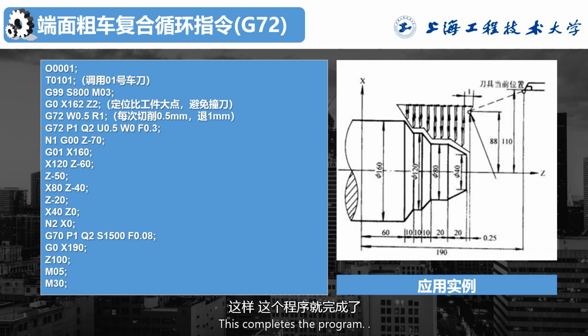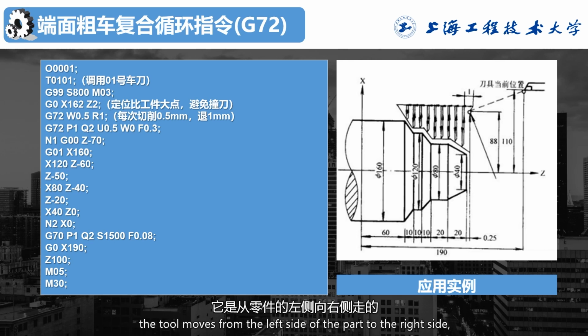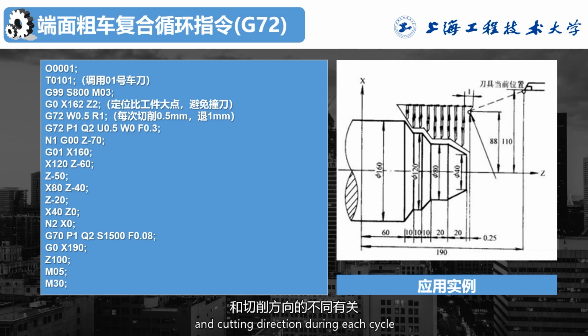This completes the program. When observing the G72 tool pass, you can see that during the last pass of rough machining, the tool moves from the left side of the part to the right side, which is related to the difference in the tool's approach direction and cutting direction during each cycle. Therefore, the final finishing program segment should be written from the left end to the right end, in the opposite direction of the finishing pass previously written for the shaft part, which requires special attention.